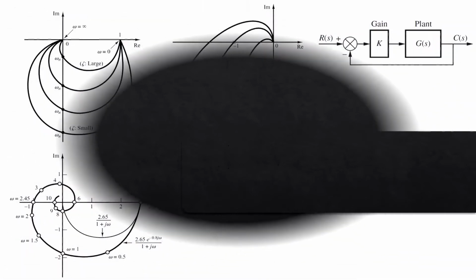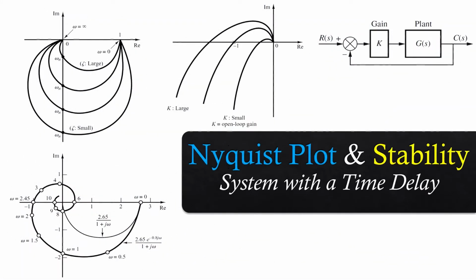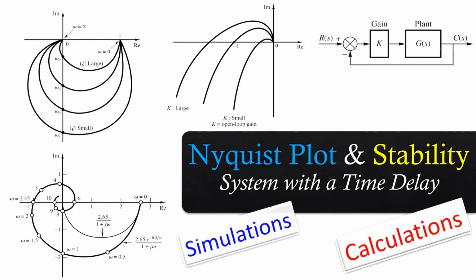Hi everyone, and welcome to a new video about control system topics, and we continue with the subject of stability. In this example we will look at Nyquist plot and stability, and we will see how we can determine the stability of a system with a time delay. Now, as we did in the previous examples, we will look at the calculations in this exercise and also the simulation results to verify our calculations.